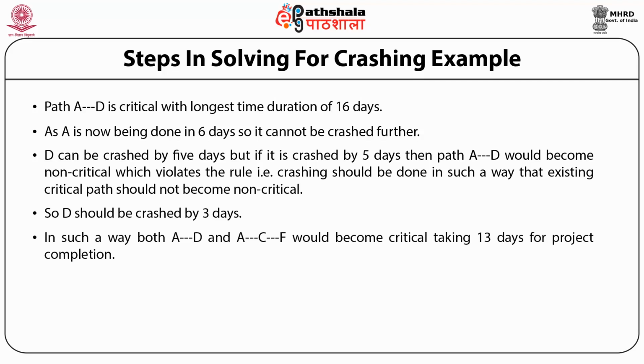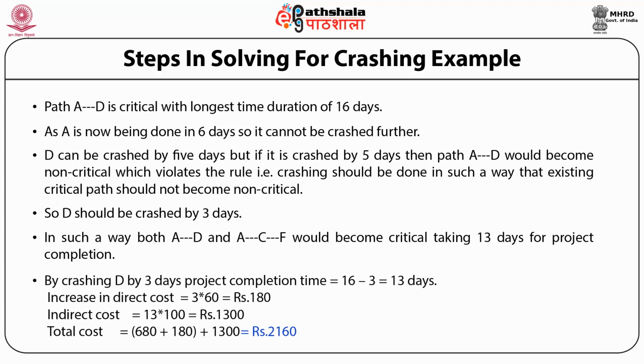In such a way, both A to D and A to C to F would become critical, taking 13 days for project completion. By crashing D by 3 days, project completion time equal to 16 minus 3 equal to 13 days. Increase in direct cost equal to 3 into 60 equal to rupees 180. Indirect cost equal to 13 into 100 equal to rupees 1300. Total cost 680 plus 180 plus 1300 equal to rupees 2160.